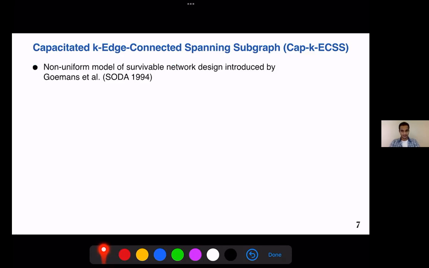There is another problem which models non-uniformity in survivable network design called the capacitated k-edge connected spanning subgraph problem. This problem has close connections to FGC. This model was introduced by Goemans et al. in the 90s.